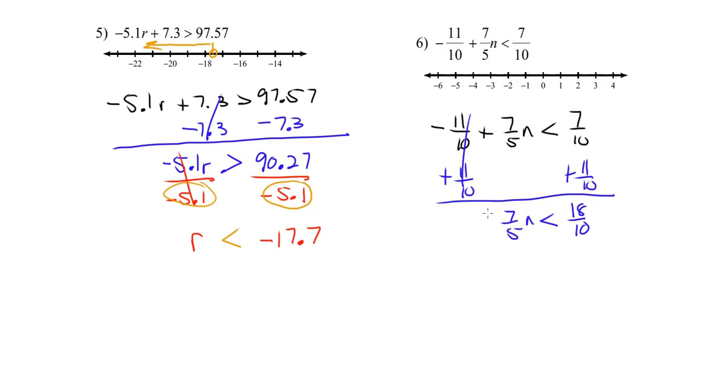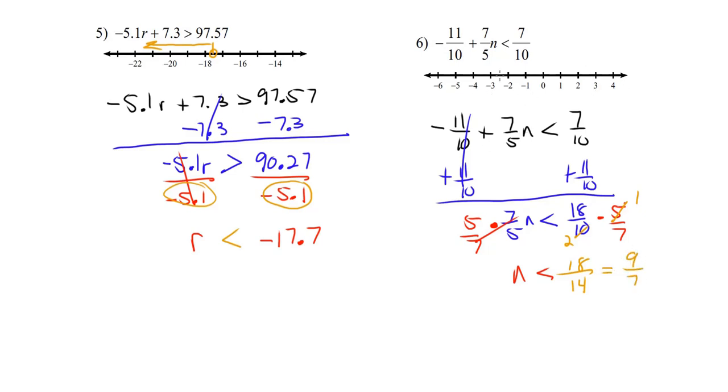How do we undo multiplication by a fraction? We are going to flip and multiply. So we're going to multiply both sides by 5 over 7. These are going to cancel out, leaving us with n is less than. Over here, 5 and 10 can be divided by 5, so this becomes a 1 and this becomes a 2. Then 18 times 1 is 18, and 2 times 7 is 14. 18 over 14 can be simplified to 9 over 7.